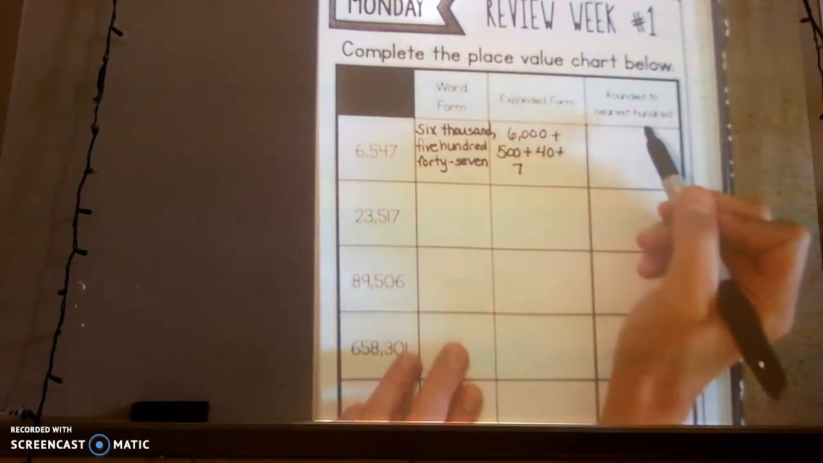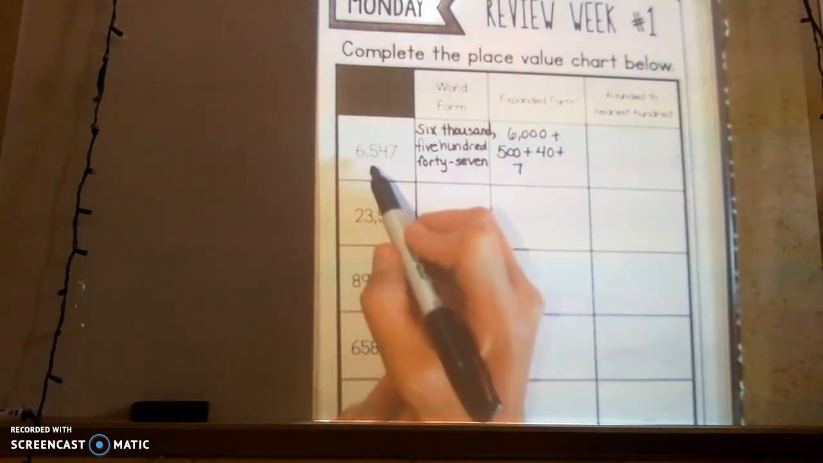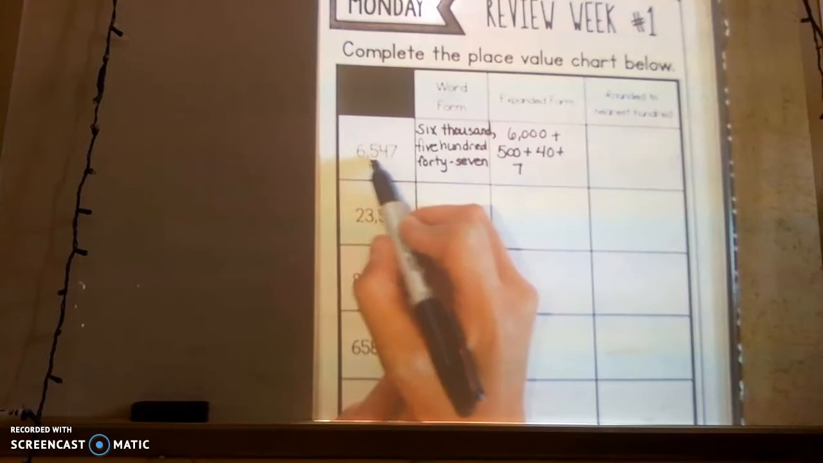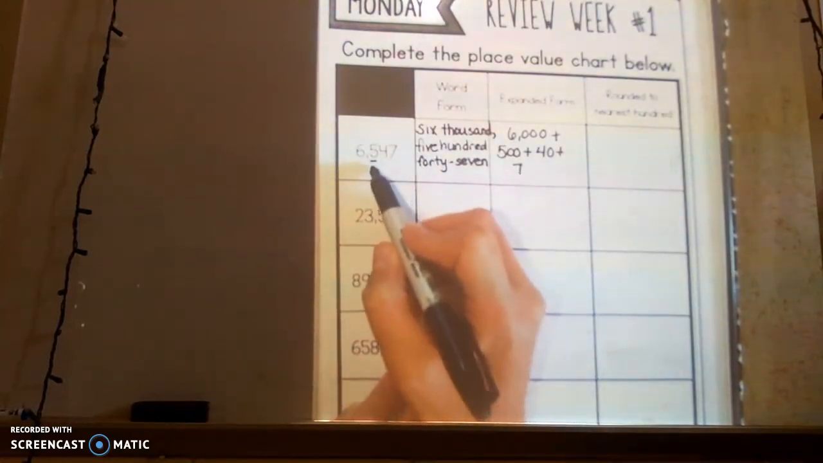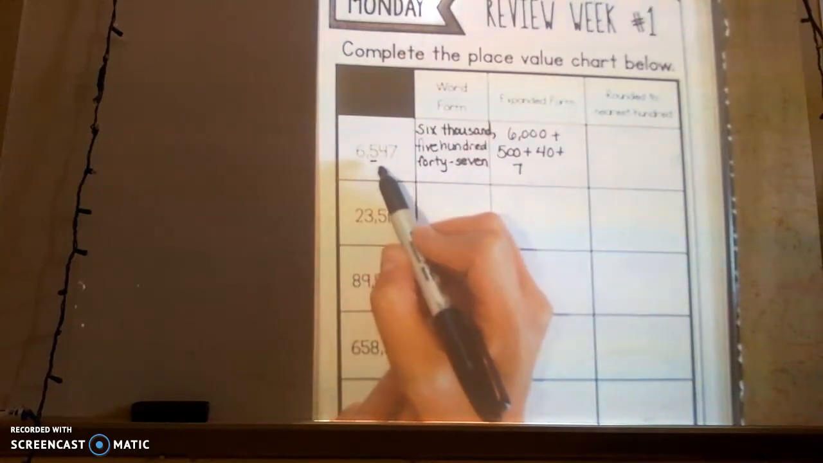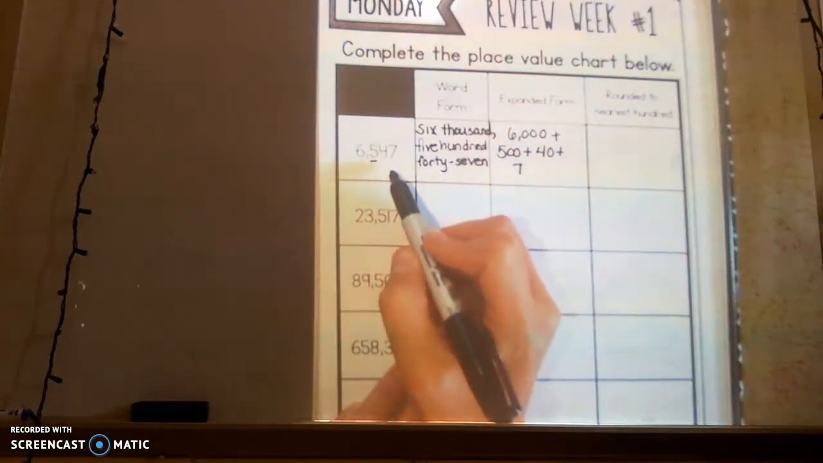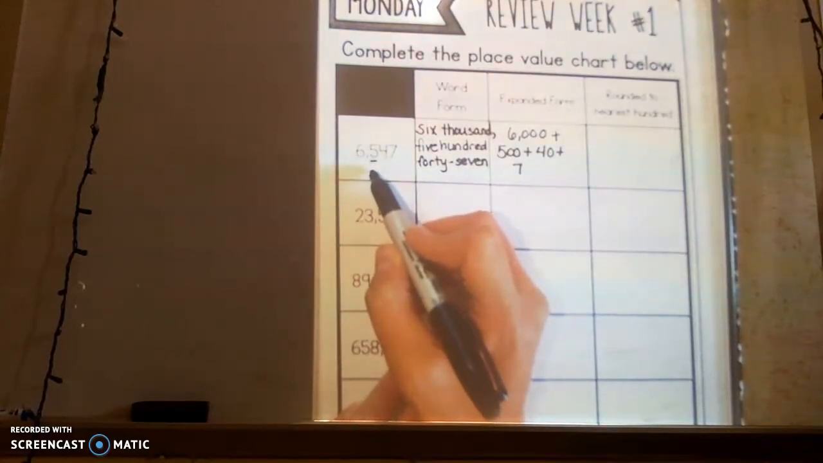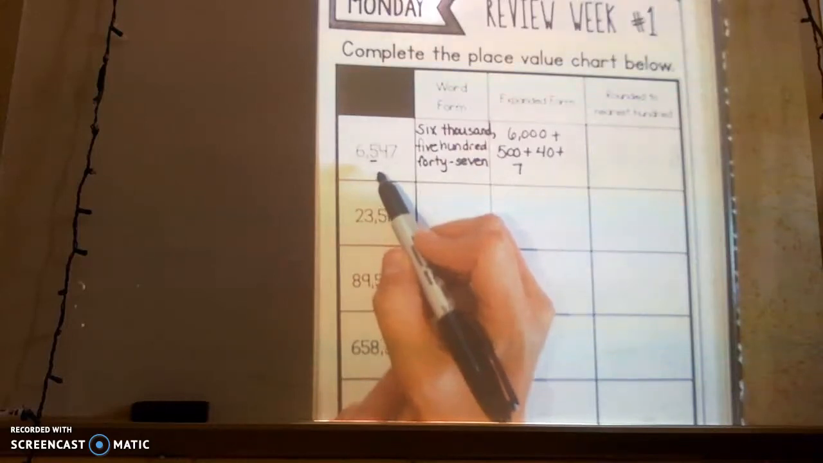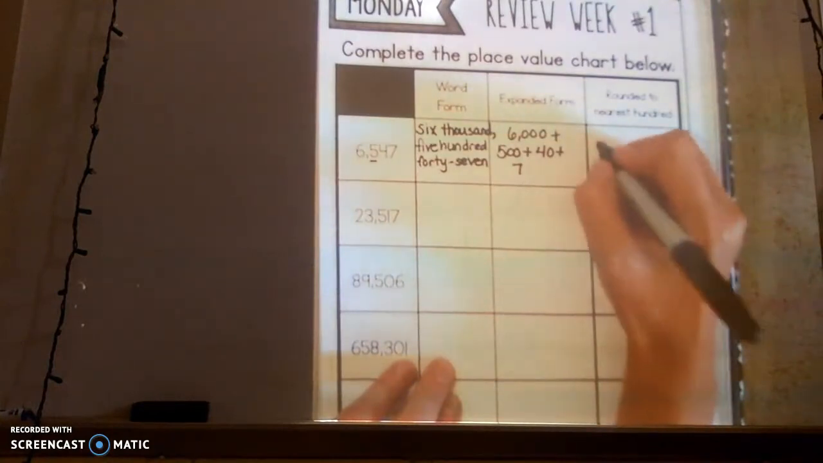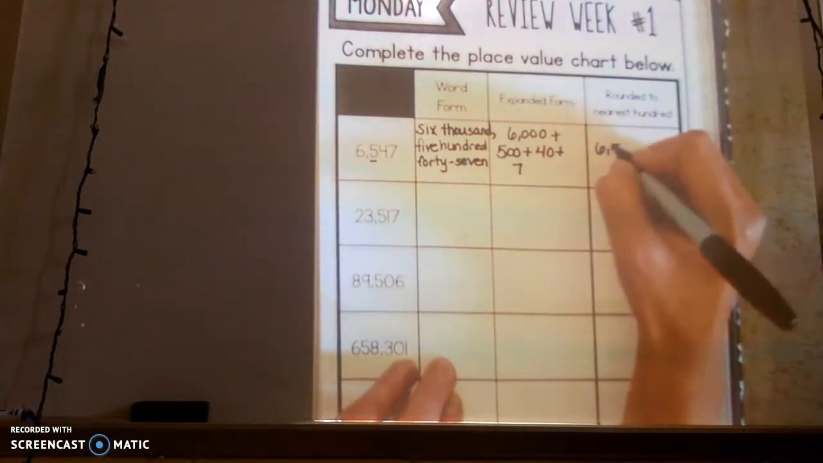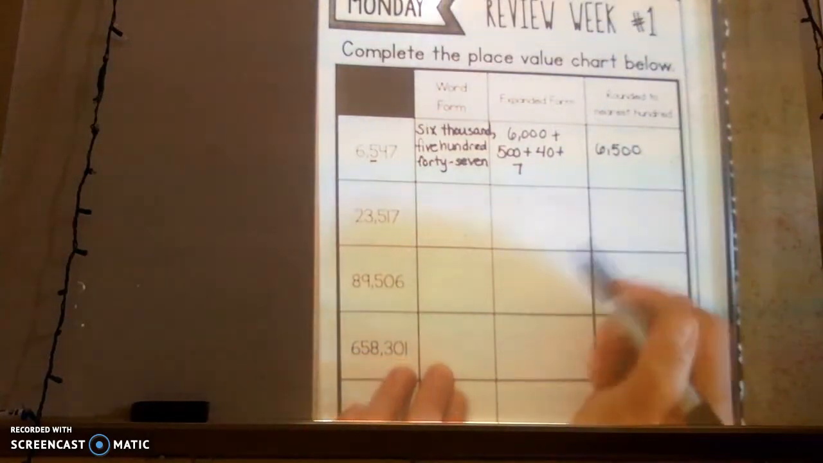And then the last thing we're going to do on our chart is round this number to the nearest hundred. So I'm going to come over here to my number and underline the number in the hundreds place, which is a 5. So that means that this would be 5 hundreds, 4 tens, and 7 ones. I'm thinking it's either going to round up to 600 or it's going to stay 500. Well, 547 is closer to 500 than 600. So I'm going to stay at 500 when I round.